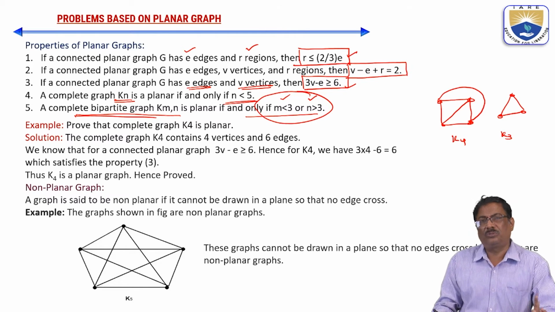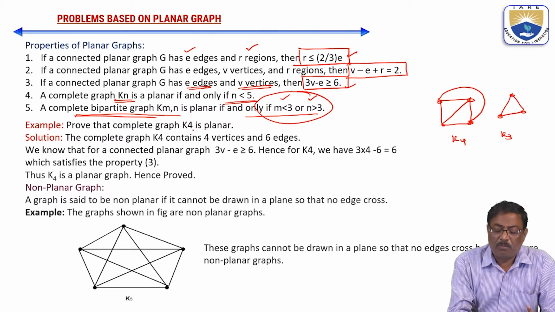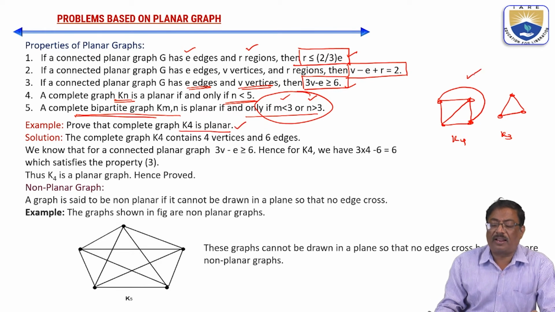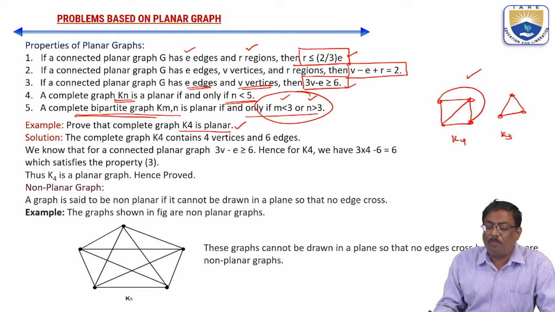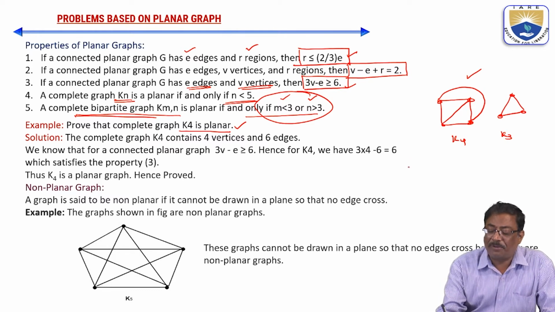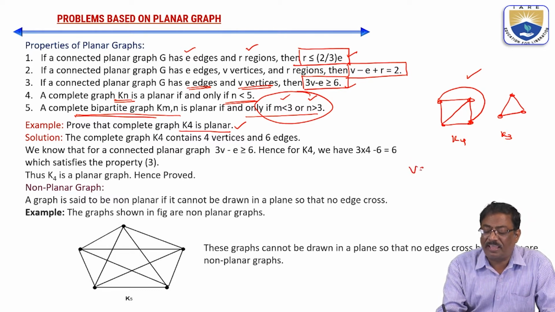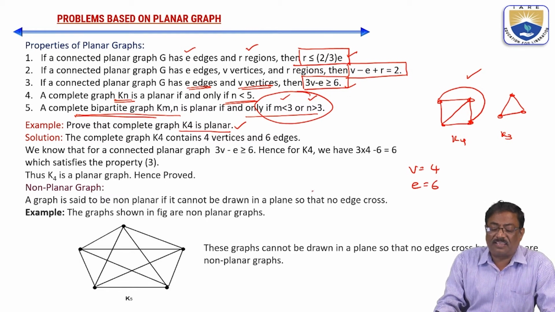So let us go and discuss some of the problems. Now here, prove that K4 is a planar graph. K4, how many vertices is it having? The number of vertices is 4: 1, 2, 3, 4. And how many edges is it having? 1, 2, 3, 4, 5, 6. It has 6 edges.